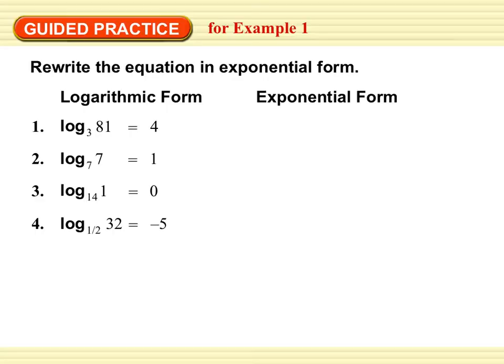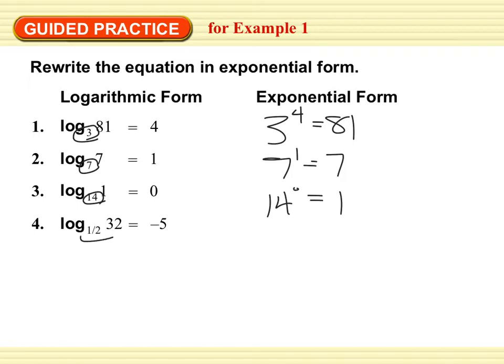Let's try a few more. Okay, remember this becomes ground level. 3 to the 4th power equals 81, ground level. 7 to the 1st power equals 7, ground level. 14 to the 0 power equals 1, and ground level. 1/2 to the negative 5 equals 32.